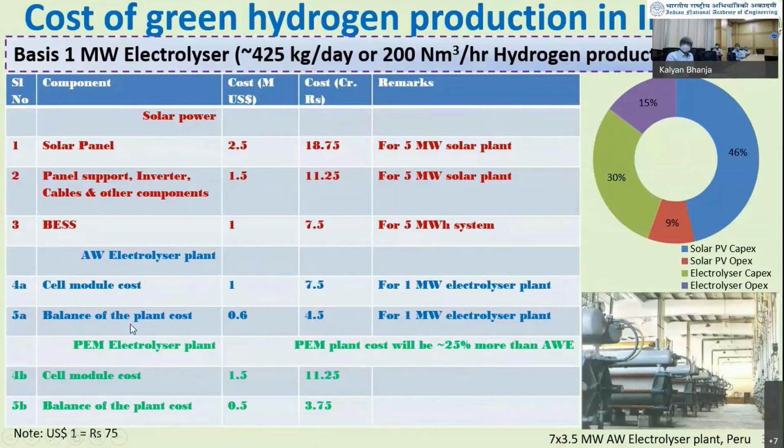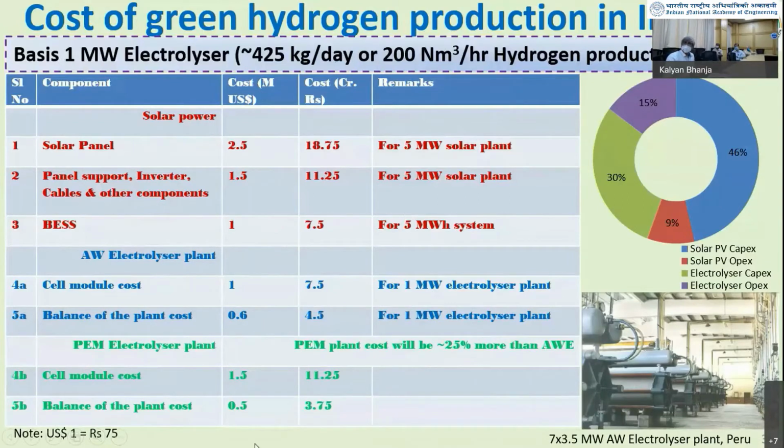Then of course the balance of plant cost will be a little bit less compared to alkaline water, but the module cost will be much higher compared to an alkaline water electrolyzer plant. So in short, we can say if this kind of technology is there, we can reach something like $4.5 to $5 per kg of hydrogen as per today's technology for this kind of capacity plant, that is a 1 megawatt electrolyzer plant, which will produce almost 425 kg per day of hydrogen, which is equivalent to 200 normal meter cube hydrogen per hour production.